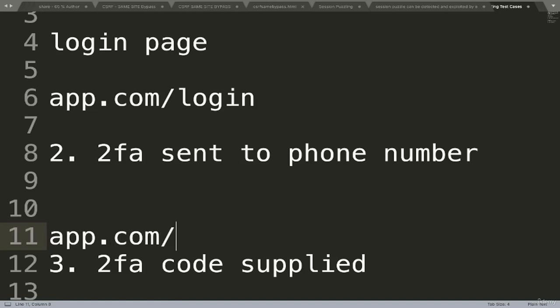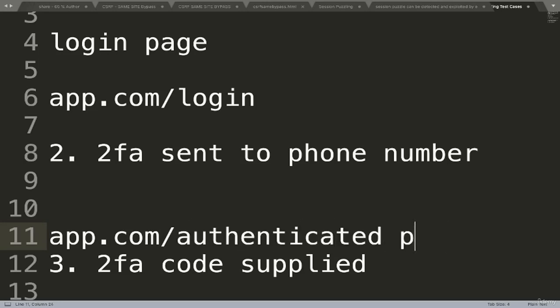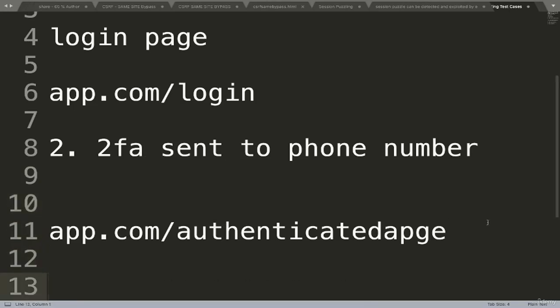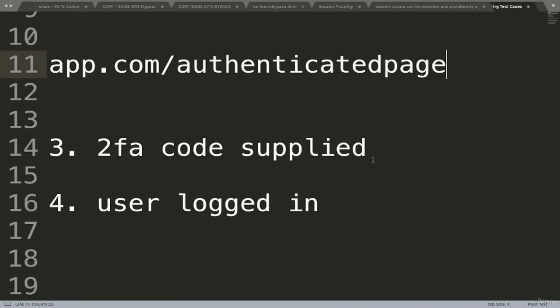In that case, go to app.com and try to fetch some sensitive page, that is, authenticated page data. If in the second step the cookie is already set, try to fetch the authenticated page while two-factor authentication is pending. If you get data, then there is a vulnerability. That's it. You can try this. There will be two states, and then there will be a vulnerability.